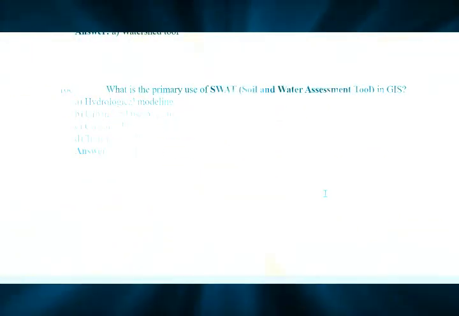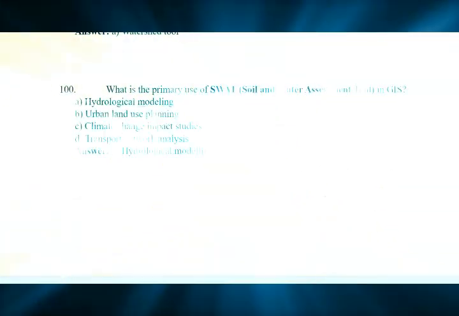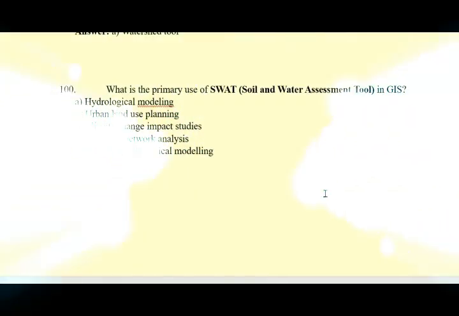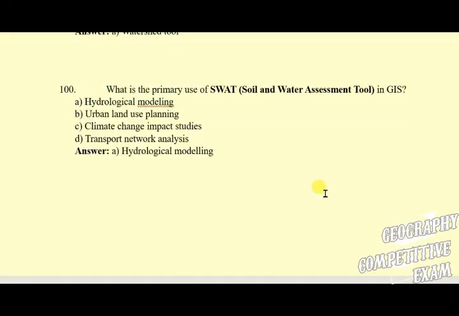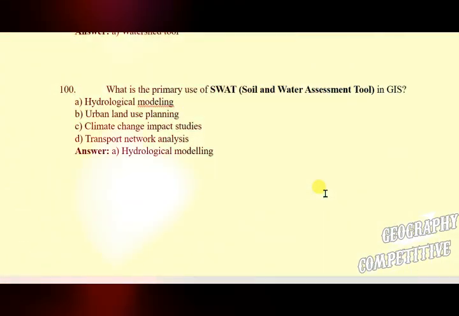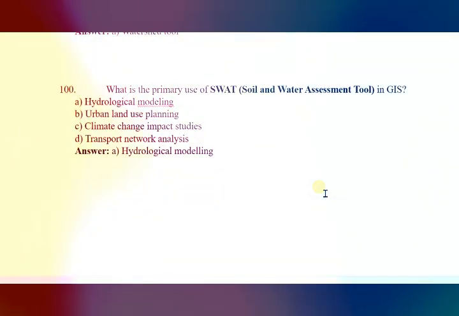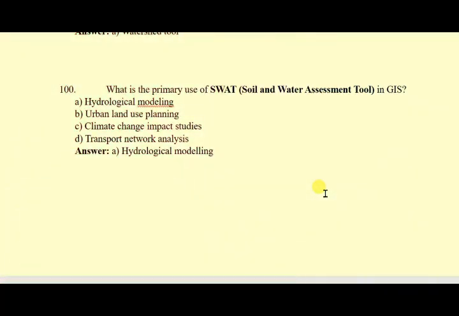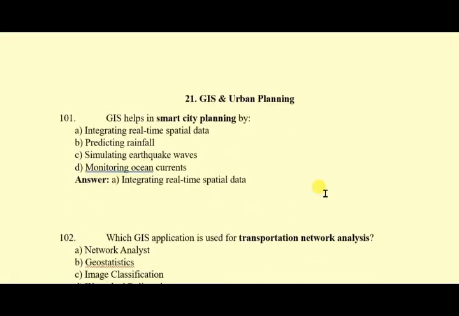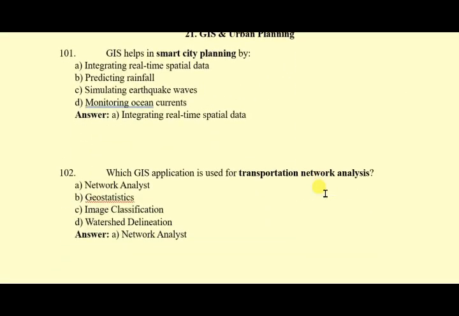Question number 100. What is the primary use of SWAT, soil and water assessment tool in GIS? Hydrological modeling, urban land use planning, climate change impact studies, transport network analysis. The right answer will be hydrological modeling. Category 21, GIS and urban planning.